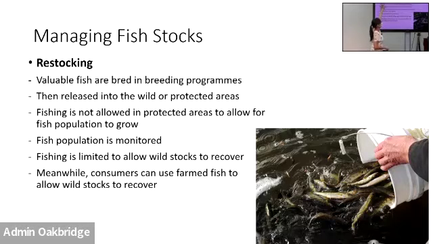So first of all, in restocking, what happens is valuable fish are bred in breeding programs. Then you release them back into the wild. Two places. Either you go back to the wild or you release them into protected areas. So in the wild, they can be caught. In protected areas, they don't get caught, so that they continue to grow even more. Fishing is not allowed in protected areas to allow the fish population to grow. So you have people monitoring how much fish there is. So you have somebody taking care of the fish while they grow.